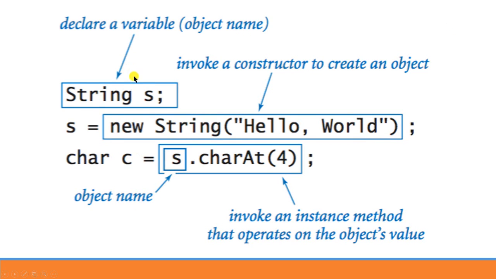To declare a string, we can use String s and then use new String("hello world"), and then this string will be representing the string hello world. And if we want to access a single character in this string, we can use s.charAt(4). That will be accessing 0, 1, 2, 3, 4. It will return this lowercase o and assign it to this char c.